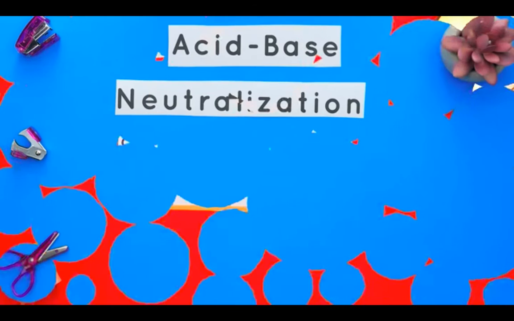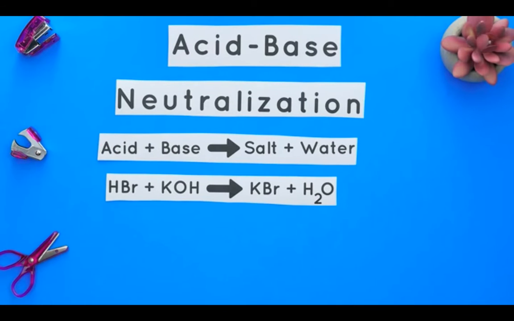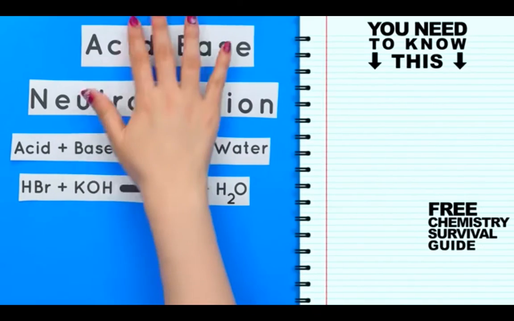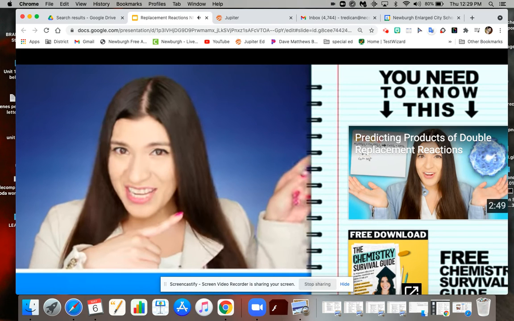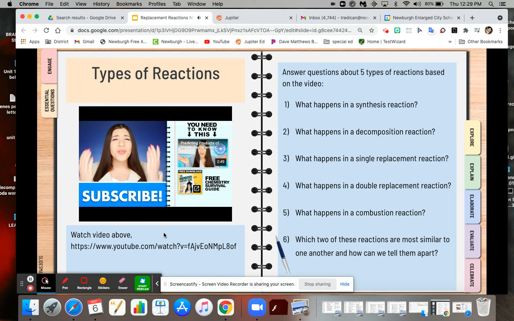Now, in an acid-base neutralization reaction, we have an acid plus a base, and those form a salt and water. Now, if you're unsure what an acid, base, or salt looks like, an acid typically starts with an H, or hydrogen, and a base will end with OH, or hydroxide, and a salt is a type of ionic compound which consists of a metal and a nonmetal which have opposite charges. Predicting products is the next thing you're going to need to know, so here's a video to help you out. And remember, stay determined, you can do this.